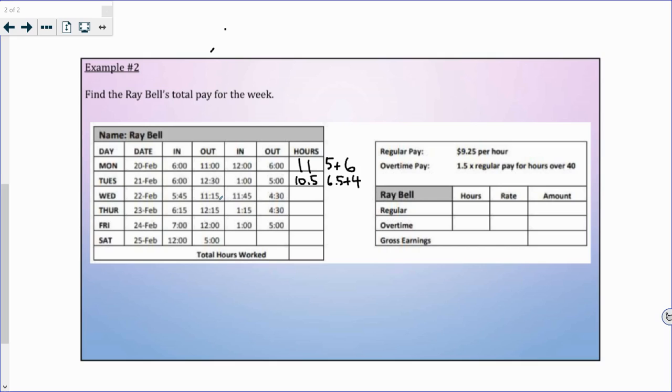5:45 to 11:15. Well, 5:45 to 10:45 would be 5 hours. I need another half hour, so that's 5.5. And then 11:45 to 4:30. Well, 11:45 to 3:45 would be 4 hours. I need another 45 minutes, so that's 4.75. When I add that together, I get 10.25.